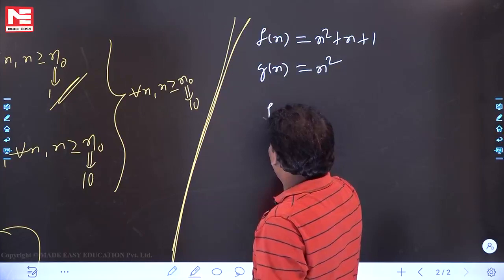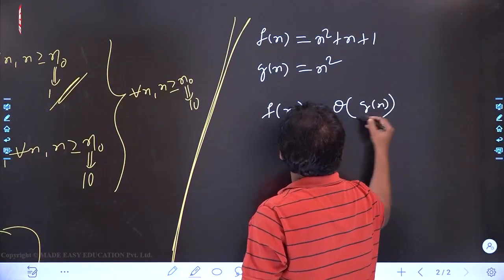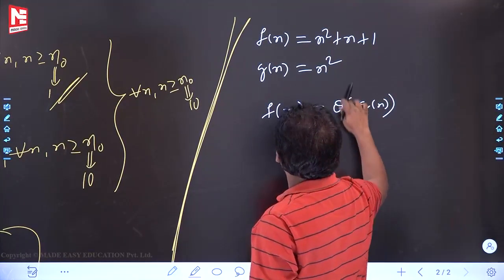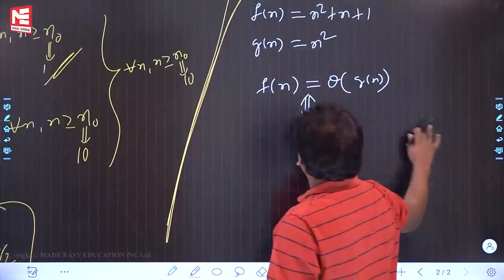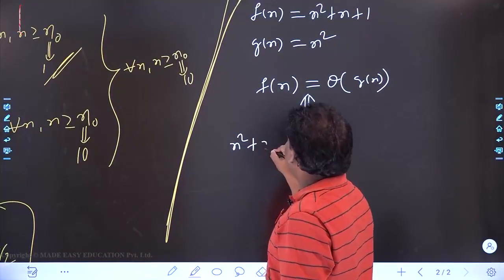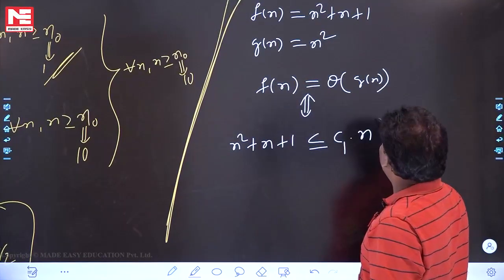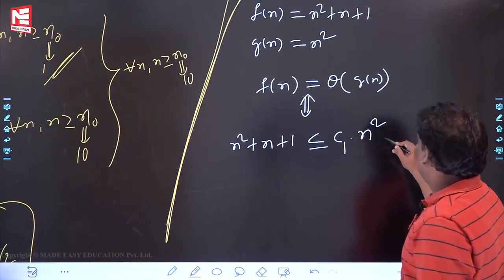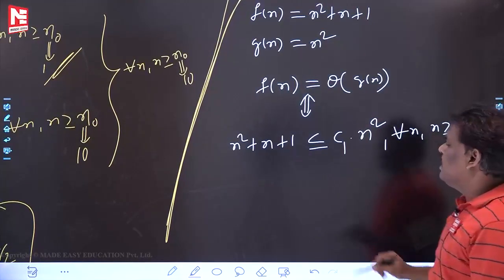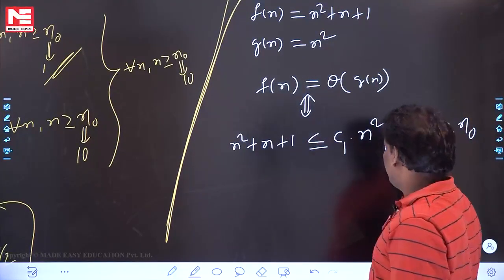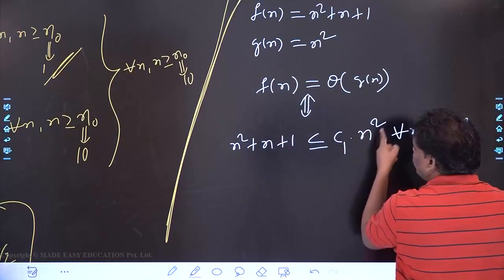Let's try. I want to prove f of n is equal to theta of g of n. If you want to prove it, what do you have to satisfy? See the first one: n square plus n plus 1 is less than or equal to some C1 into g of n. What is g of n? n square. For all n, where n is greater than or equal to n0. Let me try, is it possible? The left is actually bigger compared with the right, but for big O I want to prove the right is greater.